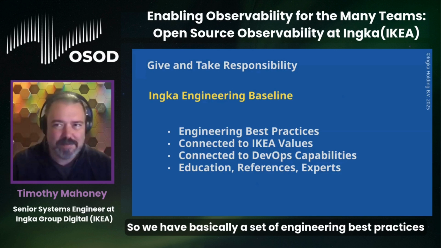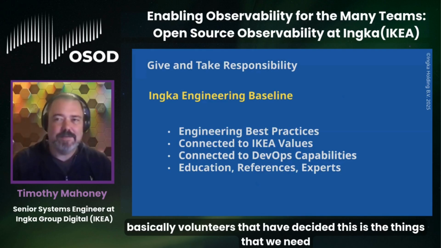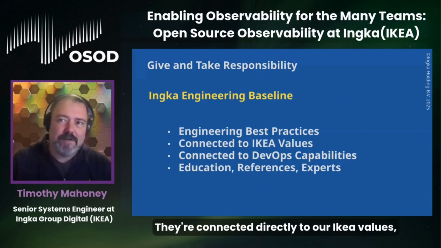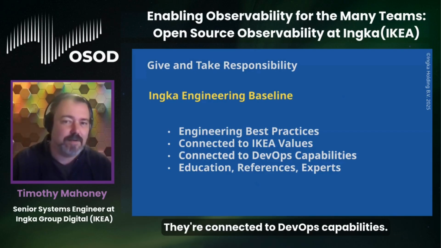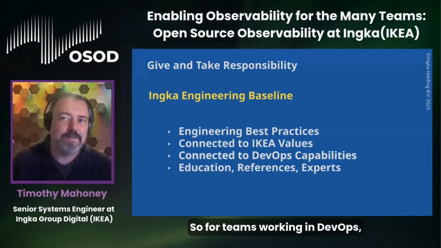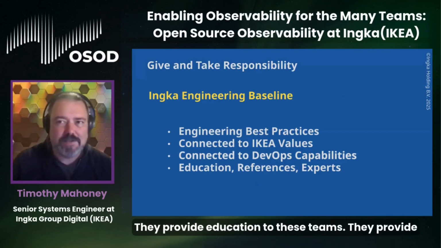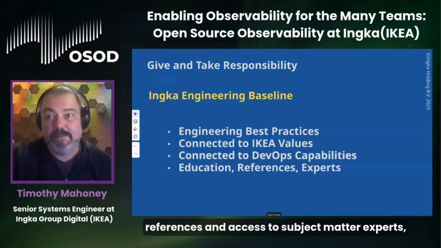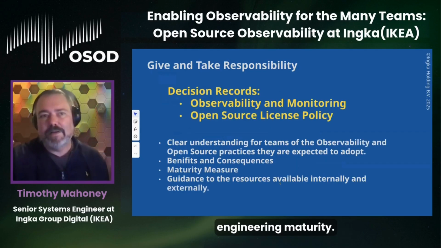So we have basically a set of engineering best practices that are run by a group of volunteers that have decided these are the things that we need to concentrate on. They're connected directly to our IKEA values, so it's very easy to justify them from a company values perspective. They're connected to DevOps capabilities. So for teams working in DevOps, it's very clear how these interact with each other. They provide education to these teams. They provide references and access to subject matter experts, which can help them with their engineering maturity.